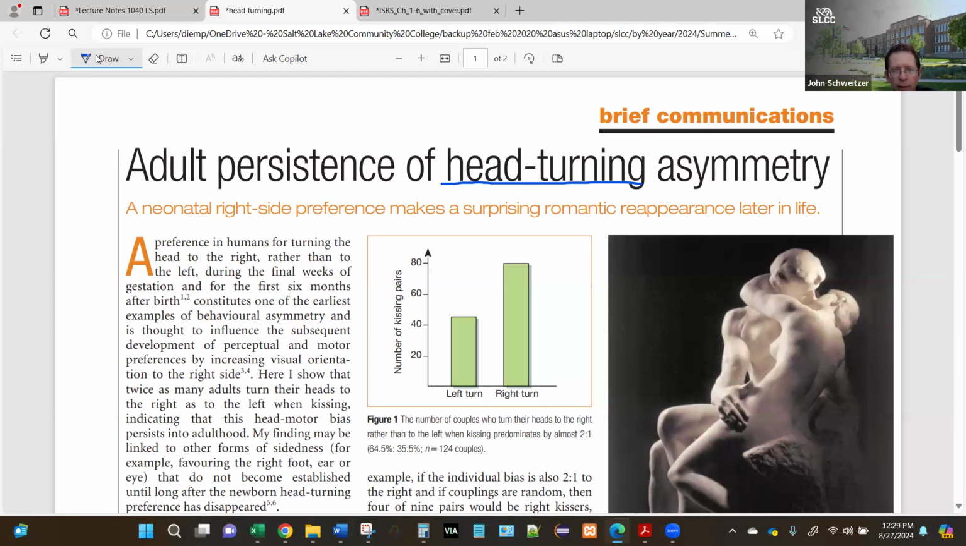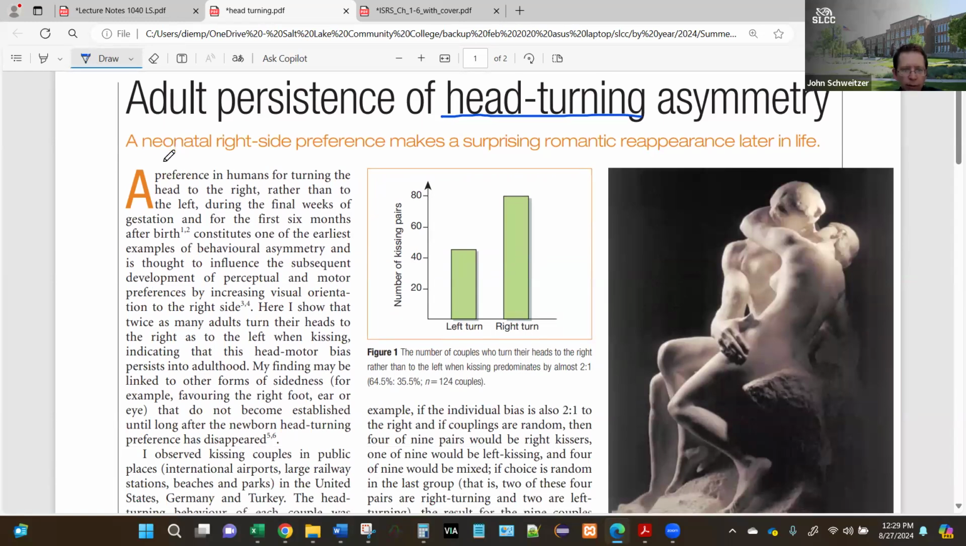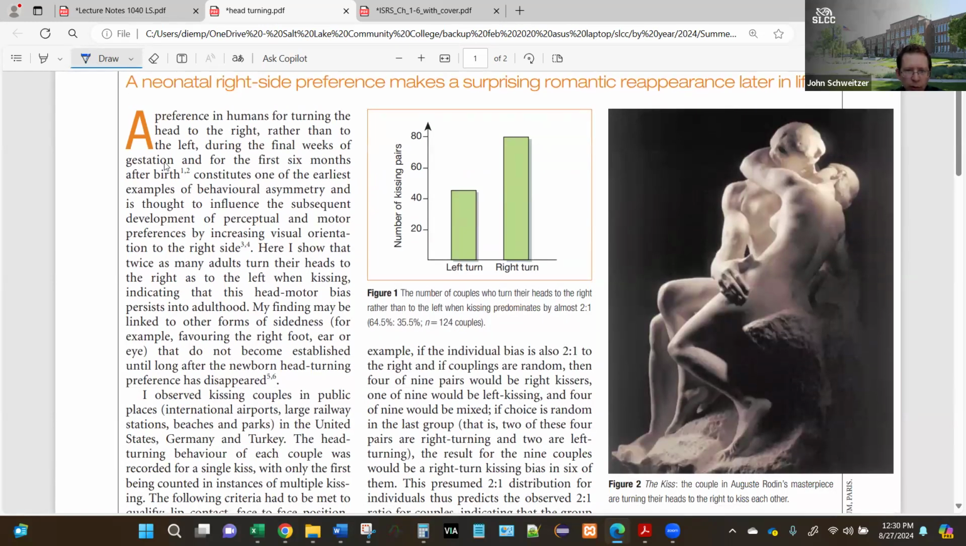So how do you go about testing something like this? Well, this is where the study gets pretty quirky and kind of fun and interesting. If you read the study, he basically was in large public places with lots of people. We're talking about airports, railway stations, beaches, and parks. And he was on three different continents: the U.S., Germany, and Turkey. So it's a pretty wide sample from across the world. Not every continent, but a pretty nice broad sample.